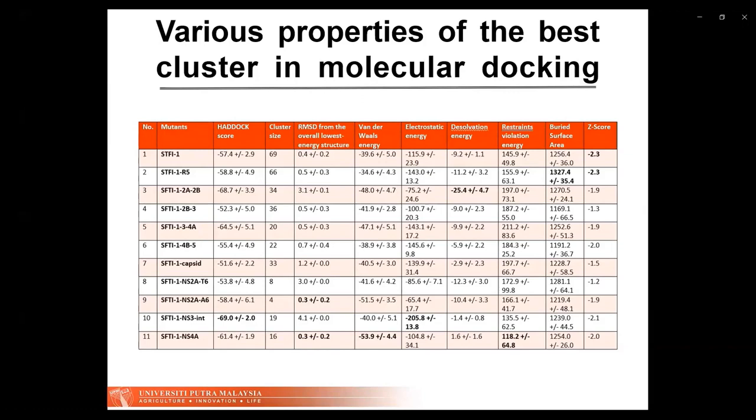This may partially explain the relatively lower values of final energies after minimization and HADDOCK binding energies of peptides with many hydrogen bonds, such as SFTI-1 4B5, SFTI-1 capsid, SFTI-1 2B3, and SFTI-1 NS4A. In alignment with the previous finding of having the lowest HADDOCK binding energies, SFTI-1 NS3 int also has the lowest HADDOCK score and the lowest electrostatic energy, possibly improving its binding with NS2B-NS3 entropically.